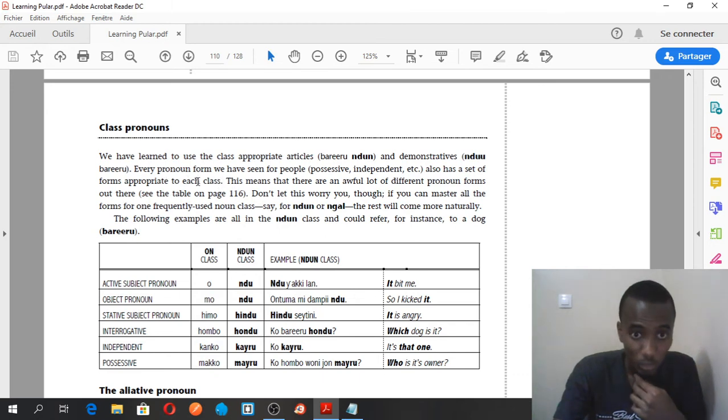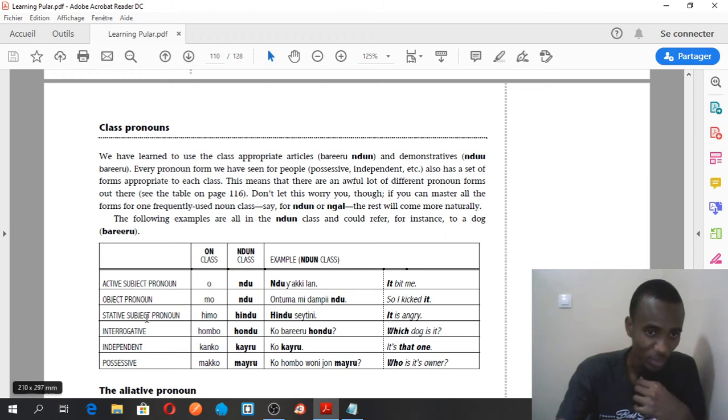Every pronoun form we have seen for people also has a set of forms appropriate to each class. Yes, it means that there are an awful lot of different pronoun forms out there. This is what he means by pronoun forms. Active subject pronoun for the on class, it's o, mo, himo, hombo, kanko, e mako. For the active subject pronoun, it's o. For the object pronoun, it's mo.